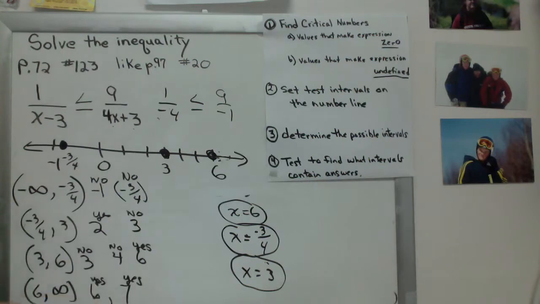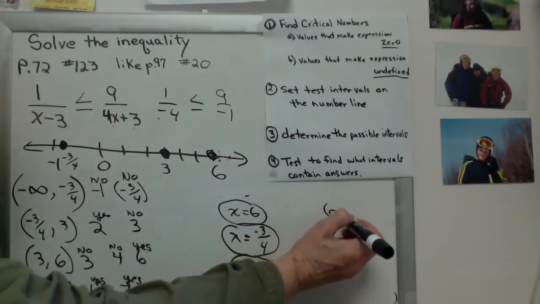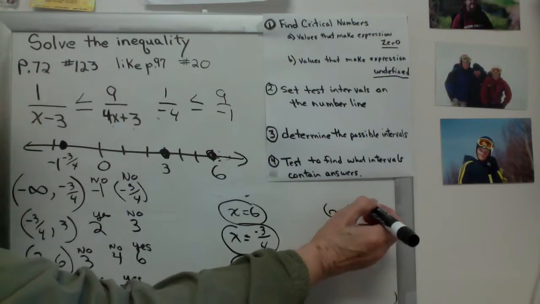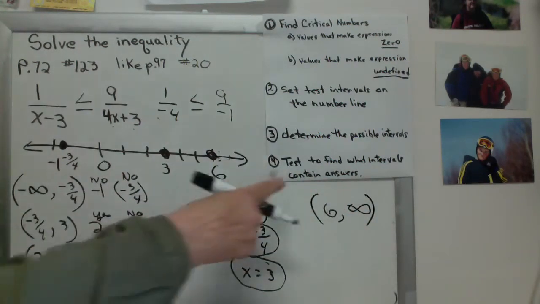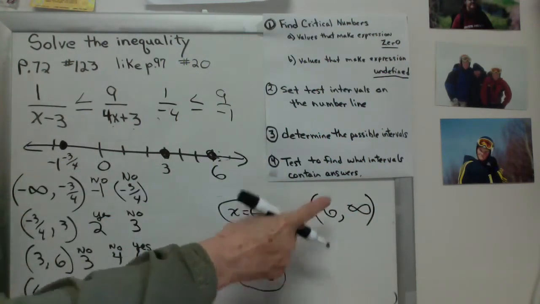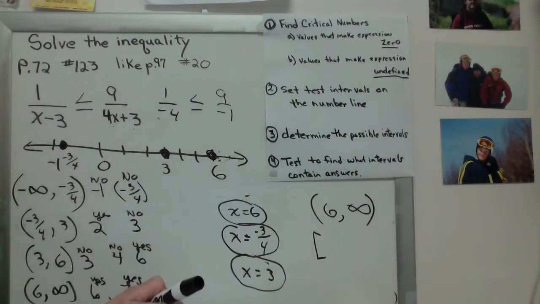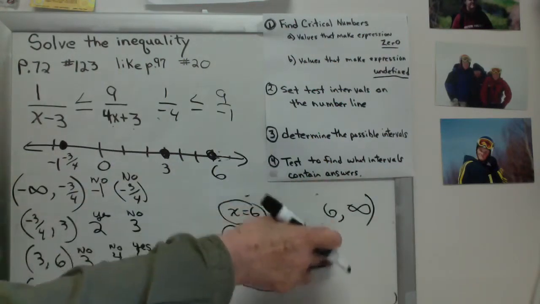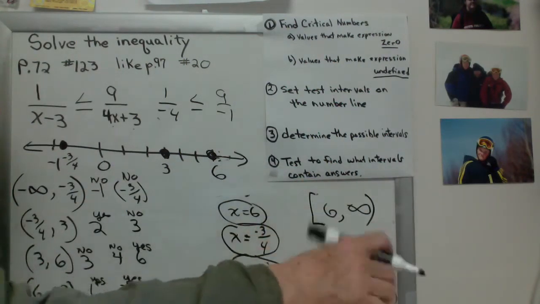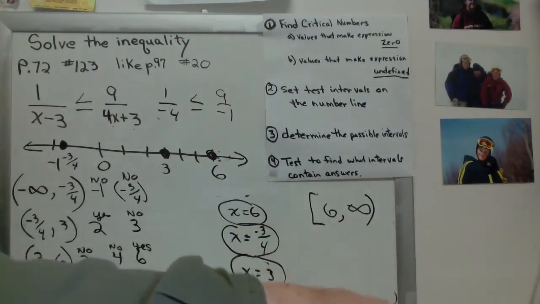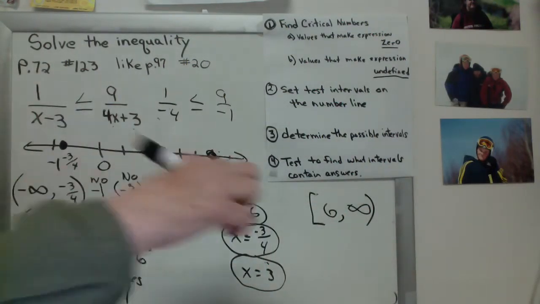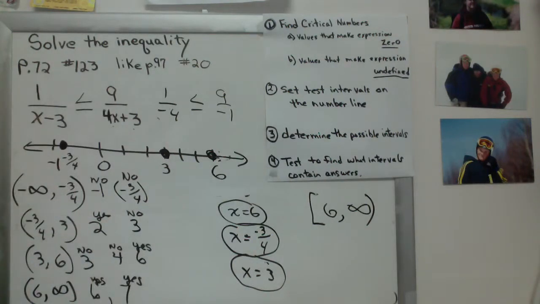Well, I know that this whole interval works from 6 to infinity. So that's part of the answer. Now, should I put this bracket or should I put the square bracket? What do you think? Did the 6 work? Yes, so if I want to include that endpoint, I need to put this type of bracket, okay? Now, you don't really need to put it on the side for the infinity. Okay, and then what else worked here? So we got that one taken care of.